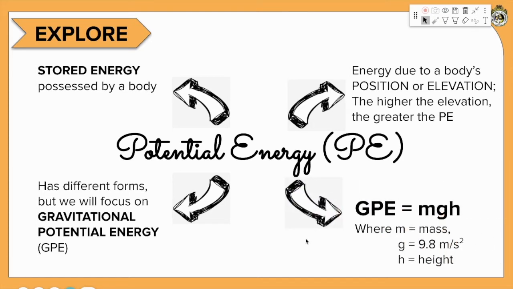Also, we have a formula because this is physics. We always have formulas to use because, again, math is a language of physics. So the gravitational potential energy is equal to the mass times the gravitational constant, G, times the height. Okay, and take note, G is a constant value. It's always equivalent to 9.8 meters per second squared. All right, so that is potential energy.